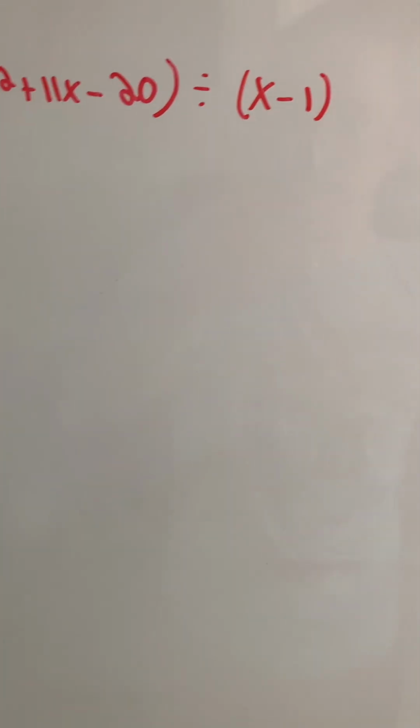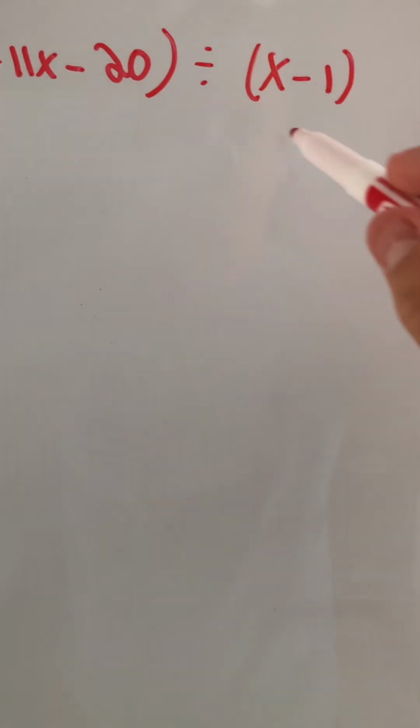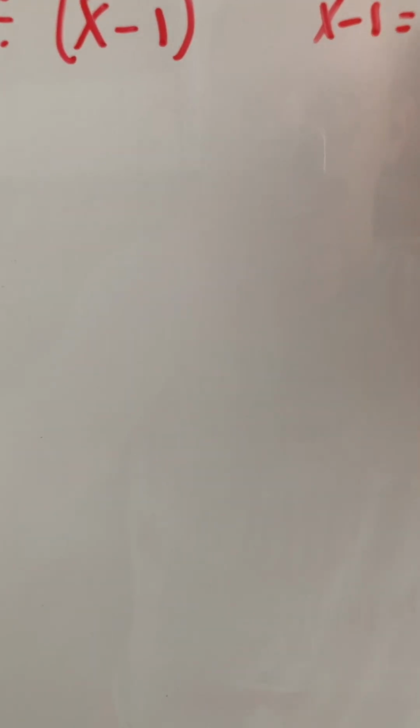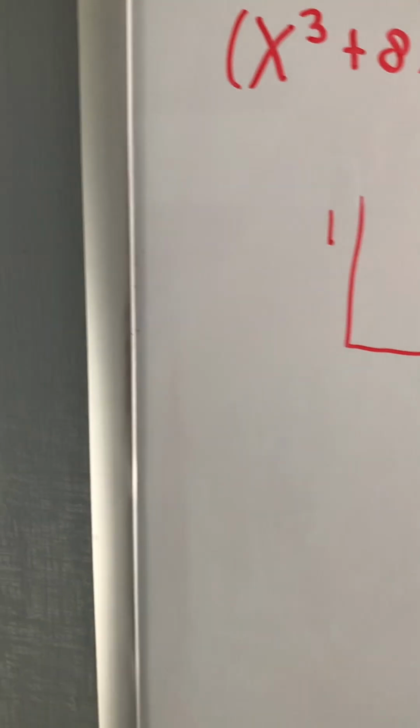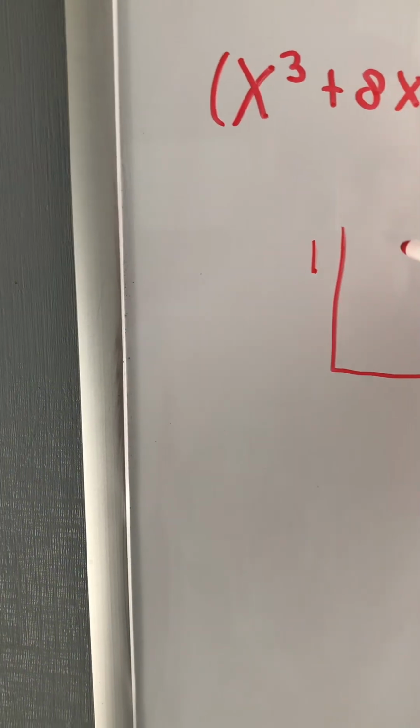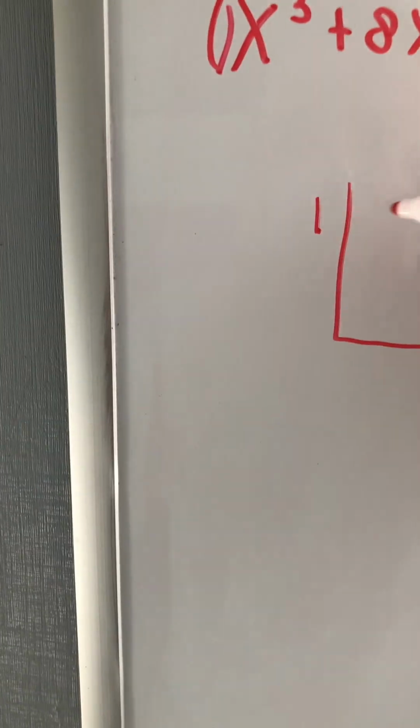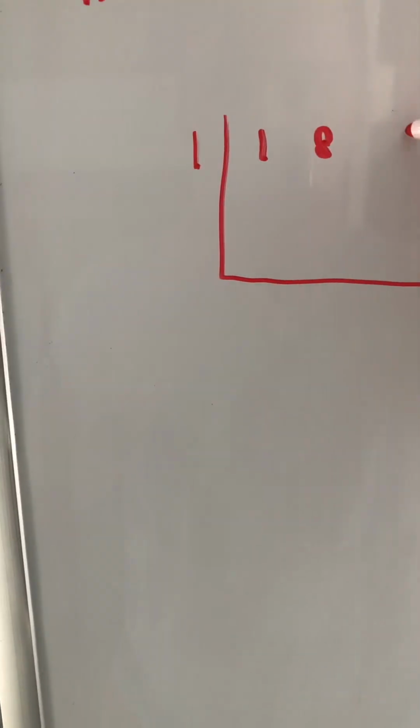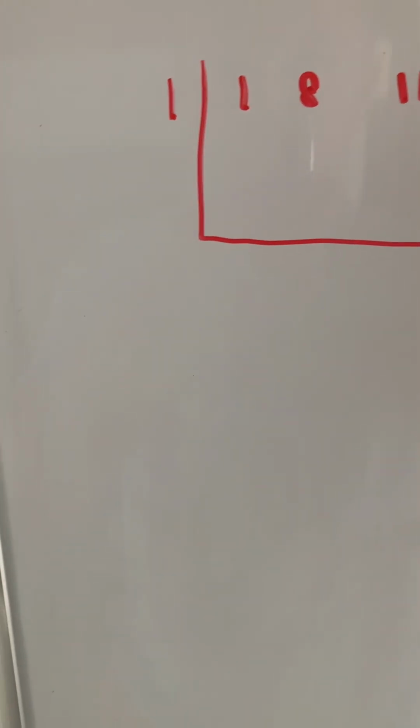The next thing I'm going to do is take this parentheses and set it equal to 0. So x is equal to 1. Now I'm going to write out a table. I'm going to put the 1, which I solved for, and draw a table of all the numbers in front of the variables. So it's going to be 1, because it's 1x cubed, 8, 11, and negative 20.